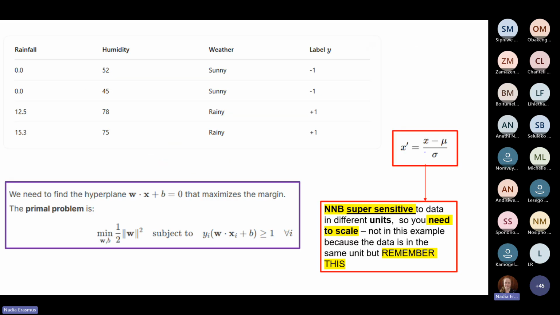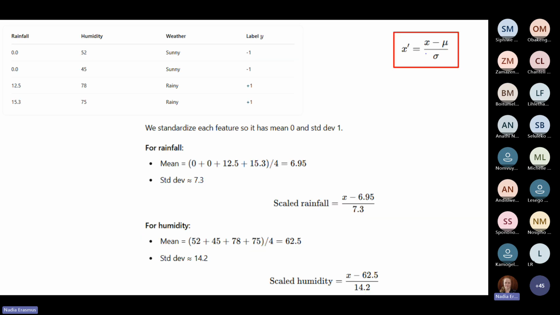Okay, so let's see. We have the data of rainfall, humidity, weather, and the label, which is your indication of rain or not rain. And we're going to maximize the margin. So let's go and look at what we can do. For rainfall, we have the mean. We're going to add all of them together and divide by 4, because we have 4 different data points. So it's going to be 6.95.